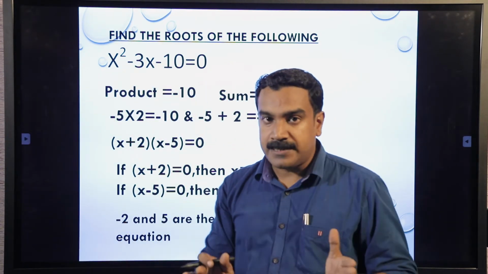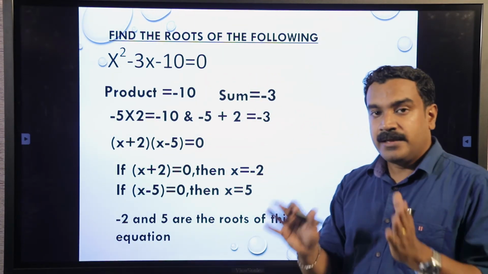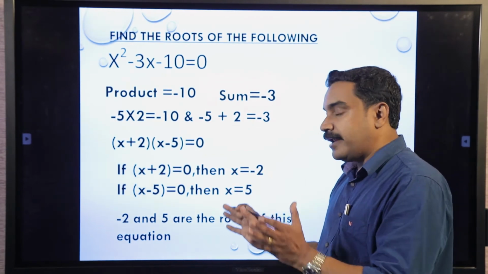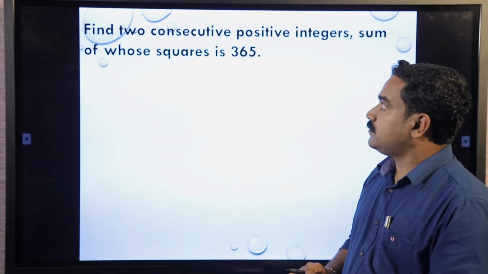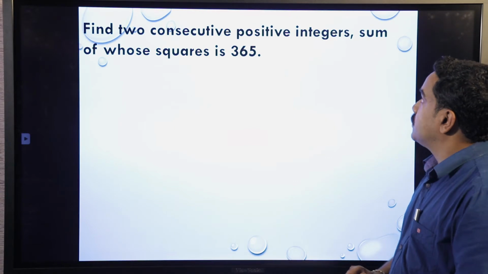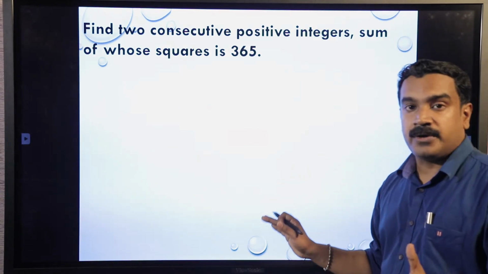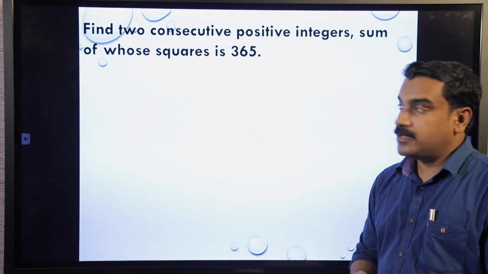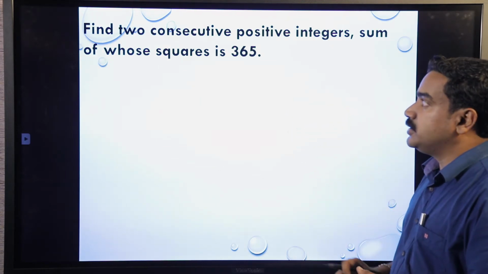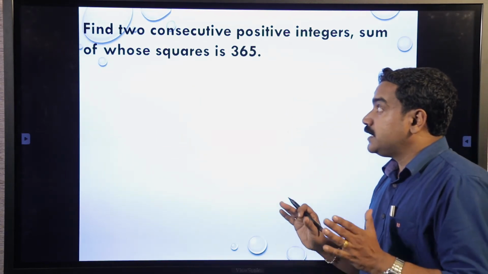What is the method? Split the middle term, make two factors, compare each factor to 0 and find the value of x. Next one: find two consecutive positive integers, the sum of whose squares is 365.